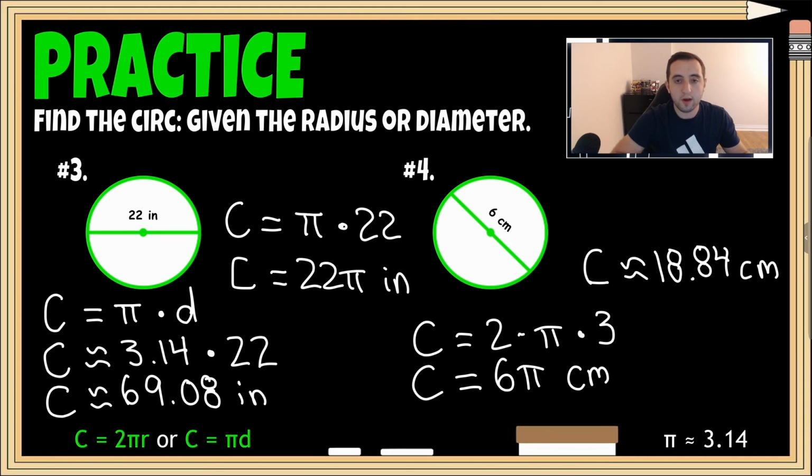Okay? Hopefully you got your answers correct for 3 and 4, and after watching this video, you can find the circumference of a circle given the radius or the diameter just fine.